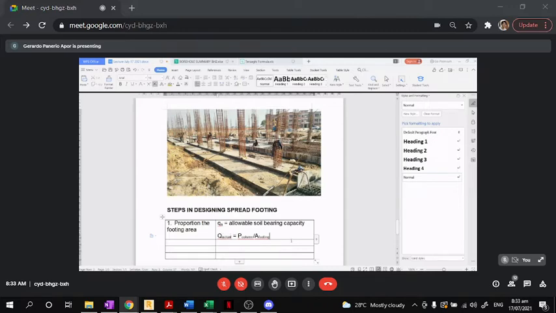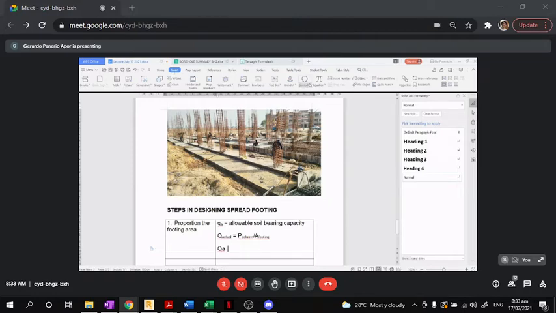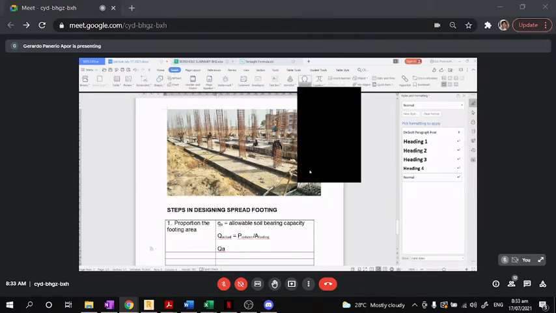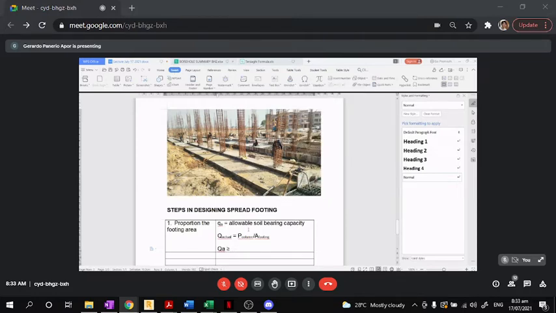Now, how to do that? How to design? How to proportion the footing area? You just say Q allow is greater than or equal to Q actual.